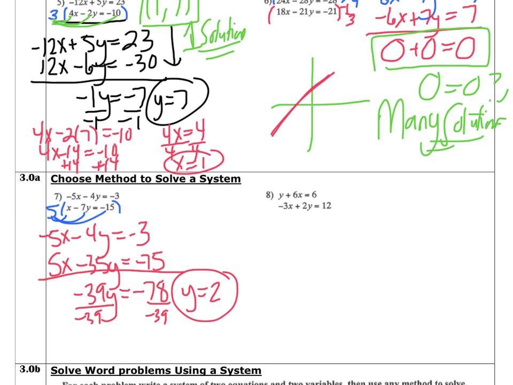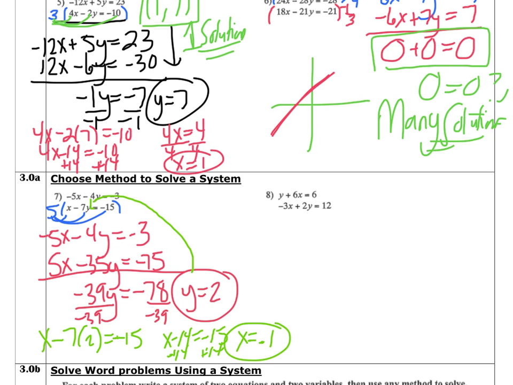Now if y is 2, I'm going to take that value, and I'm just going to put it right in there to find its corresponding x. So I'm going to write x minus 7 times 2 equals negative 15. So that's x minus 14 equals negative 15. I'm going to add 14 to both sides, and based on this, x is going to be negative 1. So the answer to this is the xy ordered pair. It's negative 1, 2, our solution.